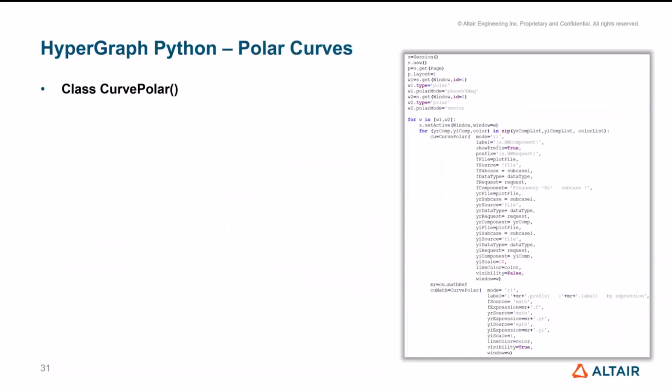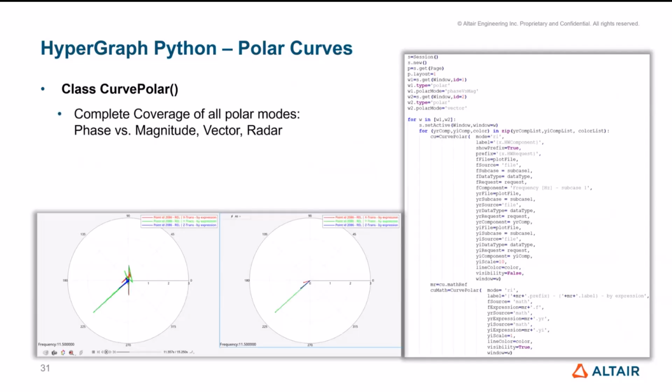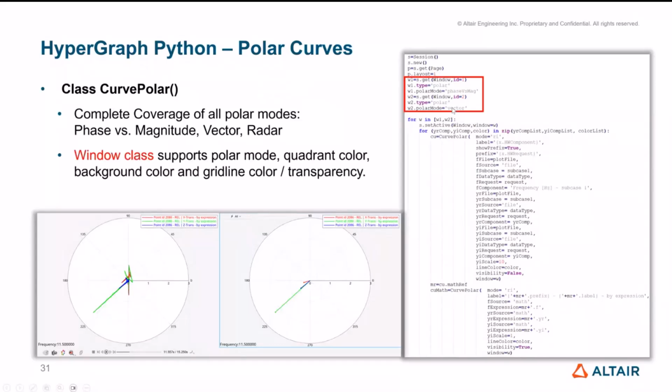Now, for polar curves, we had a new curve polar class. Be aware, on the window side, we can set the type to polar, and also we can set the polar mode, which is here on the left. Here you see phase versus magnitude. On the right is vector. The window class supports all the polar settings, especially like quadrant color, background color, grid line color, etc.